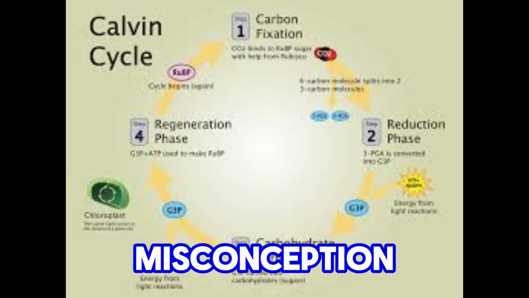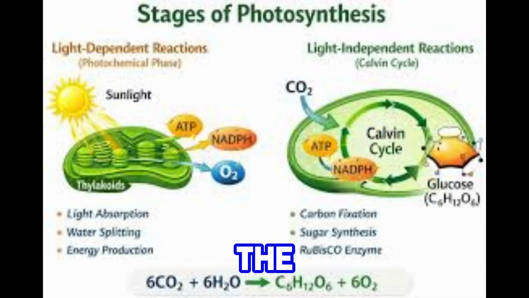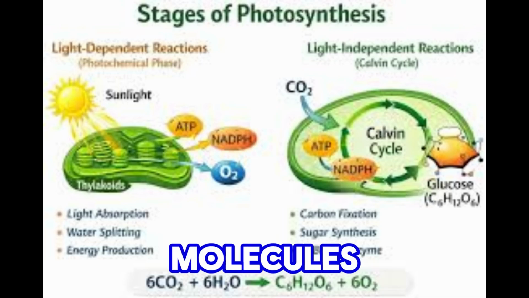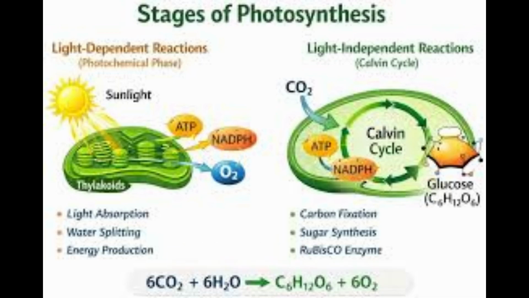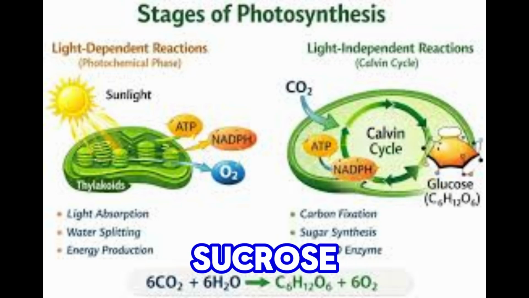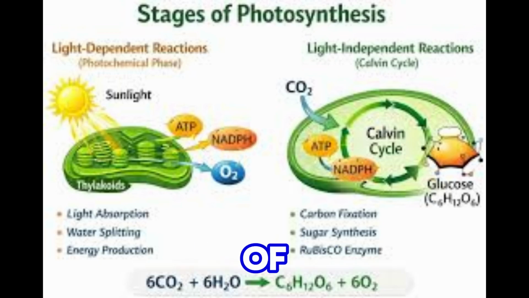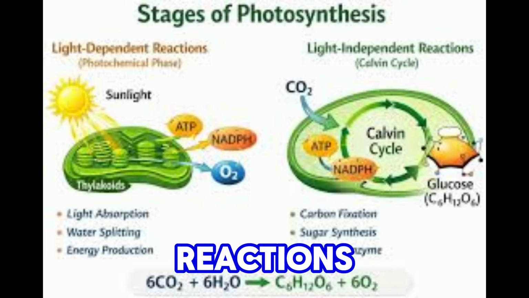The glucose misconception. And here's an important detail that many introductory diagrams hide: the Calvin cycle does not simply spit out a 6-carbon glucose molecule every time it turns. Instead, it produces 3-carbon molecules such as G3P. Those molecules can then contribute to the synthesis of larger carbohydrates, including glucose and sucrose. This distinction matters because photosynthesis isn't a simple assembly line. It's a network of carefully controlled biochemical reactions.